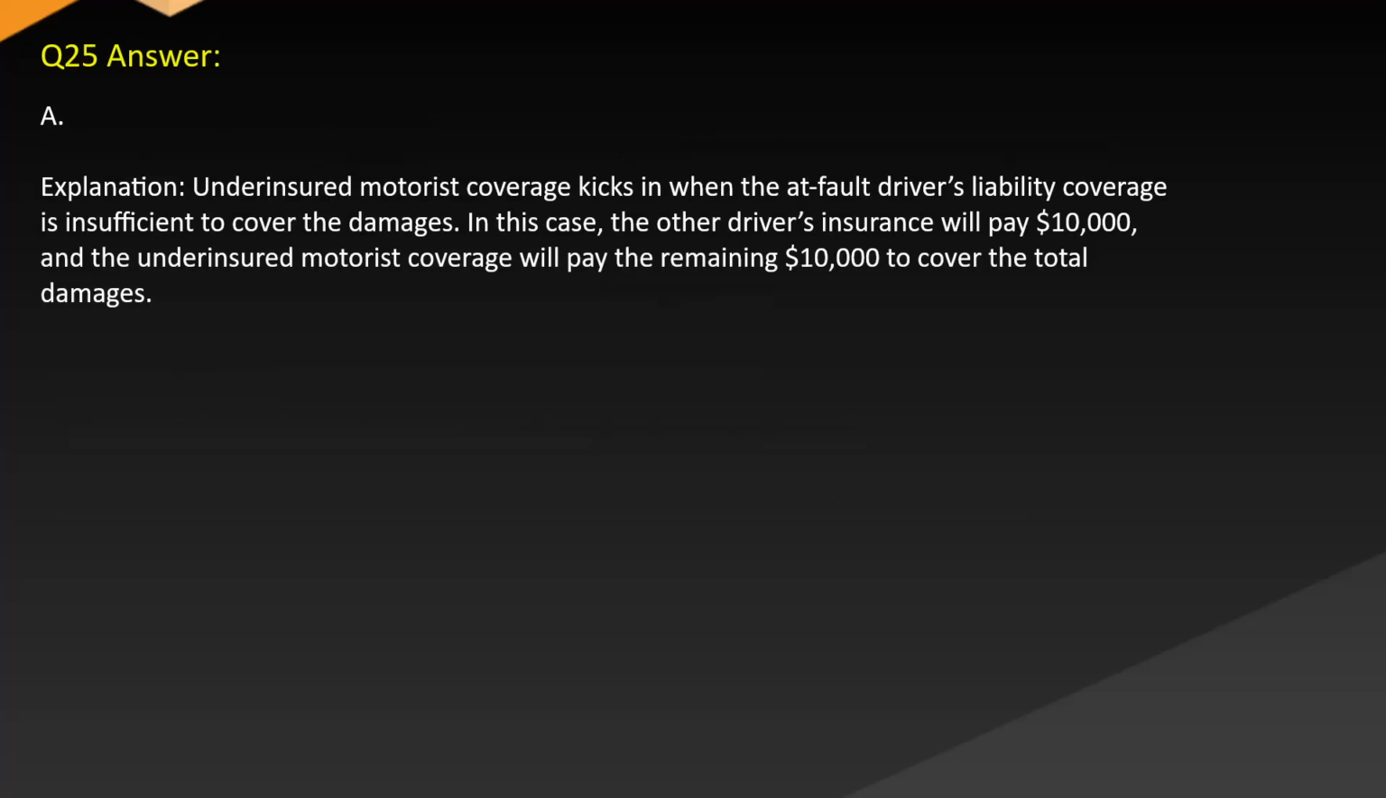Answer: A. Explanation. Underinsured motorist coverage kicks in when the at-fault driver's liability coverage is insufficient to cover the damages. In this case, the other driver's insurance will pay $10,000 and the underinsured motorist coverage will pay the remaining $10,000 to cover the total damages.